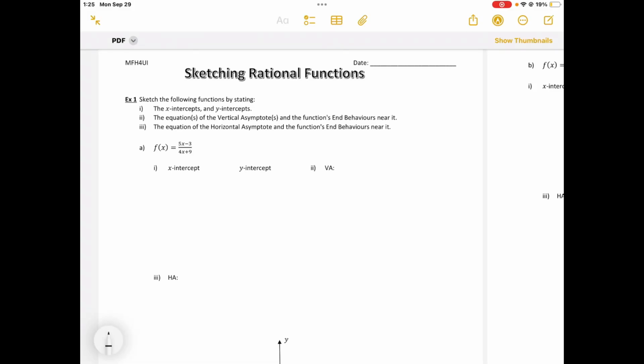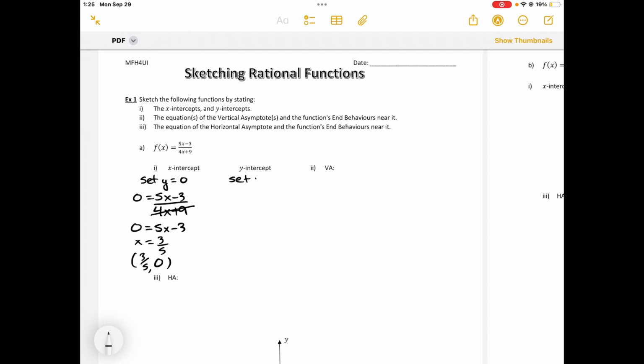Here we're going to go over putting our knowledge of all the characteristics of rational functions together so that we can sketch an accurate graph. We're going to start off by finding the x-intercepts by setting y equal to 0. So when I do that, I've got 0 equals (5x minus 3) over (4x plus 9). When I do this, it's equivalent to just setting the numerator equal to 0, which means that I have a linear equation that I can solve for x, which is going to give me my x-intercept of (3/5, 0).